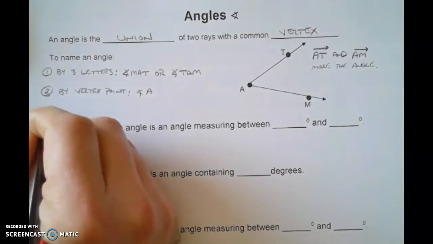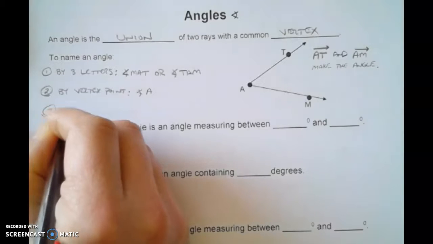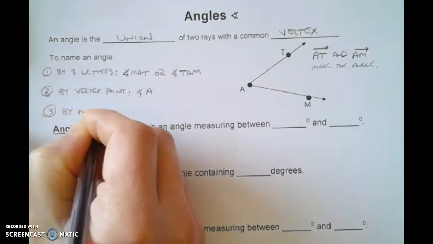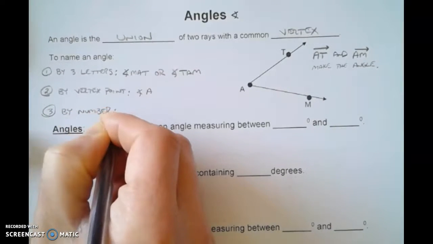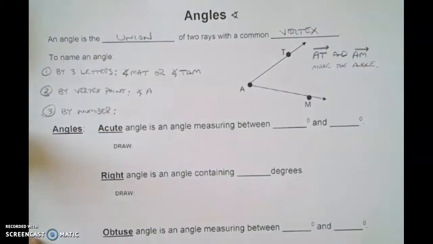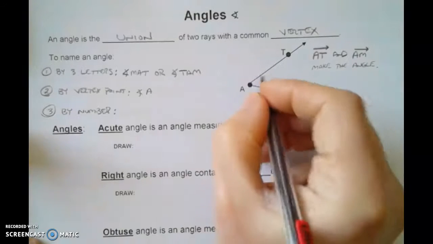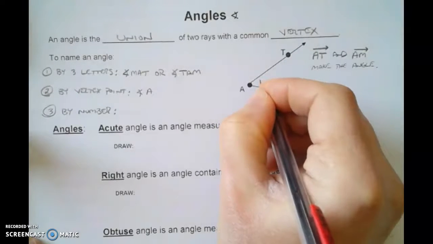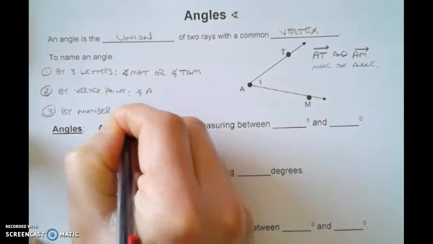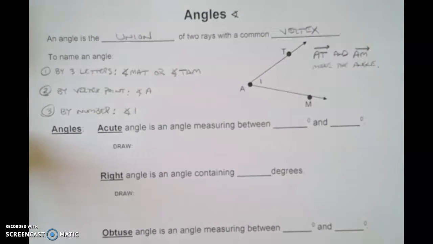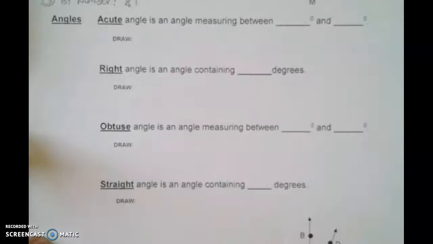The other way that you could name an angle is by a number. We don't have one in this example, but if you look at some of the other examples later on, you can see that inside some of the angles you can see a number. So I'm going to just put a number in here. I'll put the number 1 right there. I could call this angle 1. So these are the three different ways that you could name your angle: by using three letters, by using a vertex point, or by using a number.